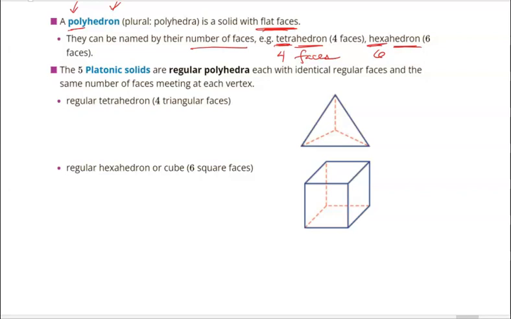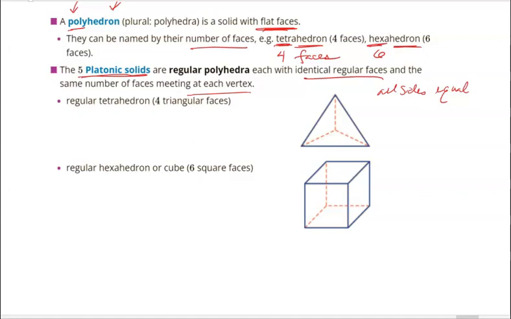Now there's some real special polyhedra that we call the Platonic solids, and there are only 5 Platonic solids. They are regular polyhedra, each with identical regular faces. Remember, regular means all sides and angles, but we'll go with sides for the moment, equal. So let's have a look at that. And the same number of faces meet at each vertex.